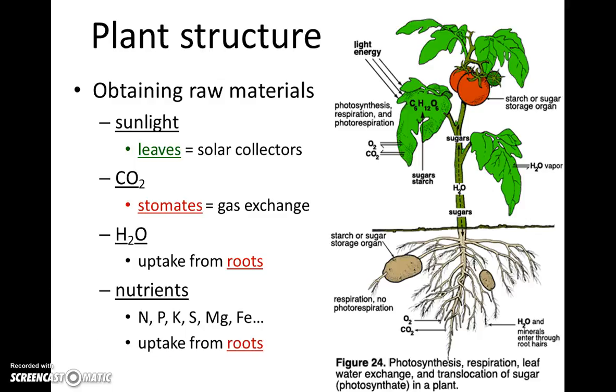Of course, the plant also needs nutrients, like nitrogen, phosphorus, potassium, sulfur, magnesium, iron, just certain nutrients that they need to keep things going at the cellular level. And these are as well taken up from the roots along with the H2O. So the soil will contain all of these nutrients that are replenished back in the soil from decomposers decomposing dead organisms. So again, that's the cycle of matter through living systems.